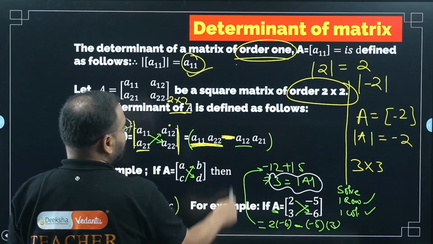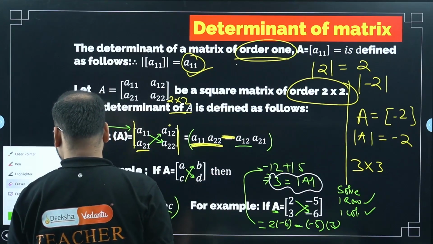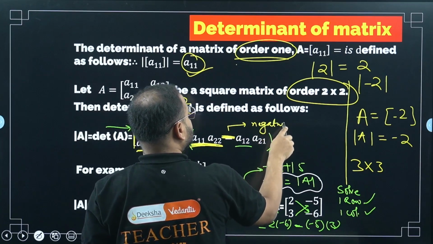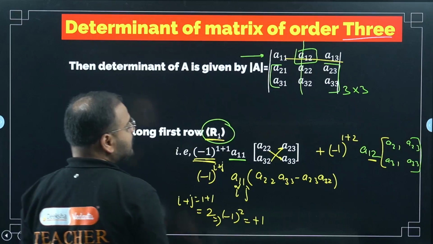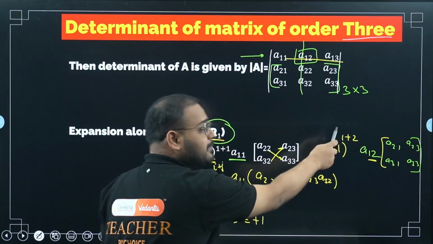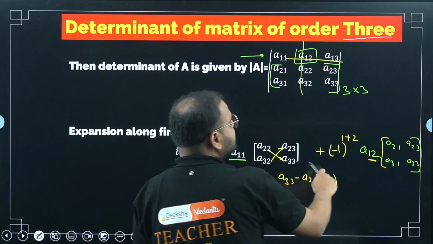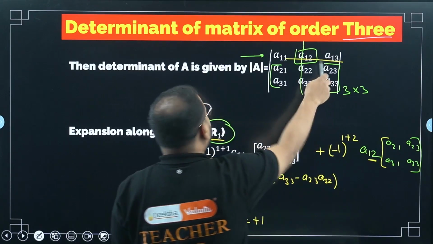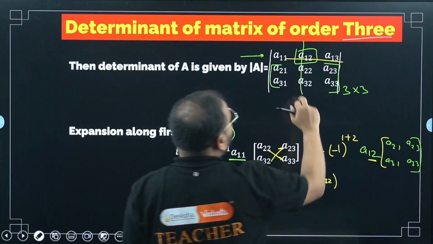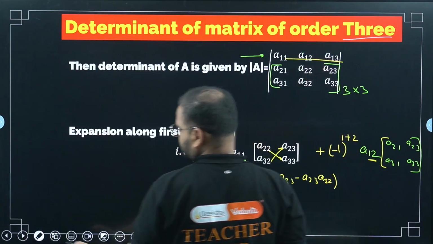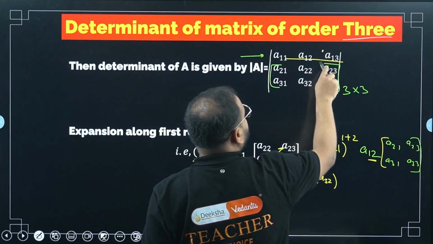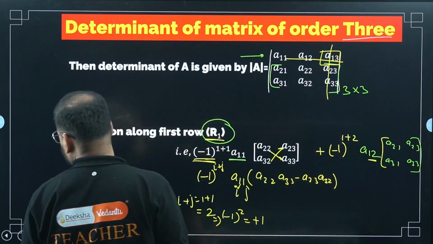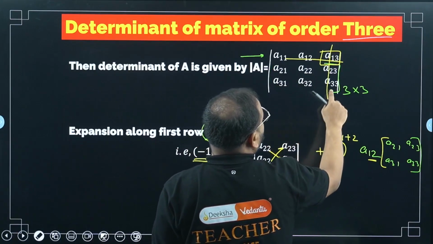Same way, if you see here, I have taken this as negative. That is the reason behind it. What is the reason? Because 1 plus 2 is an odd number, and minus 1 to the power odd number is negative. So the second element will be considered as negative. Moving on to the third element. Third element is what? So I'll take A13 now. So this will move to this A13, and I have to take out the first row and third column in this case.